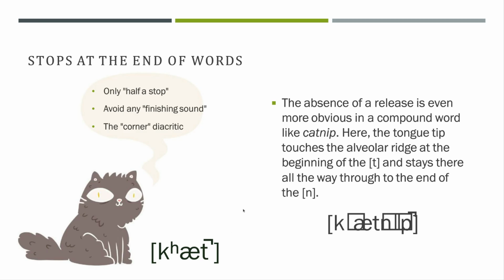Now, the absence of a release is even more obvious in compound words. For example, the word catnip. Here, the tongue tip touches the alveolar ridge at the beginning of the t sound, and it stays there all the way through the end of the n sound. So we say catnip, catnip. We don't say catnip, catnip. It sounds very, very exaggerated, and it is not necessary.